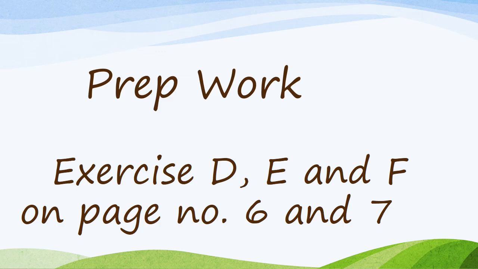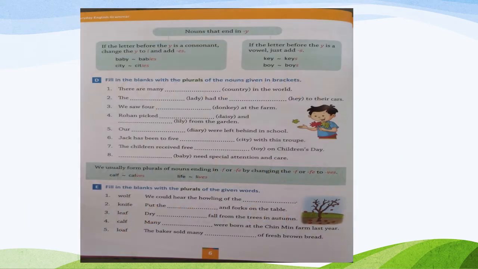We come to the end of this lesson. So it's time for prep work. You have to do exercises D, E and F on page numbers 6 and 7. Exercise D on page number 6. Let's read. Fill in the blanks with the plurals of the nouns given in brackets. What do you have to do? Can you see the words given in brackets? They are singular words. You have to change them into plural.